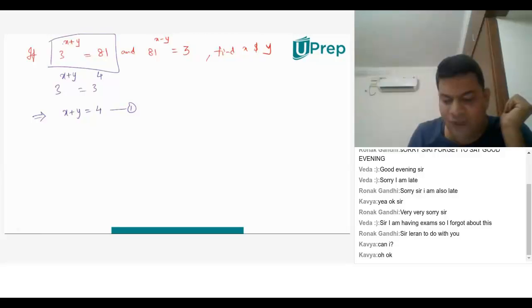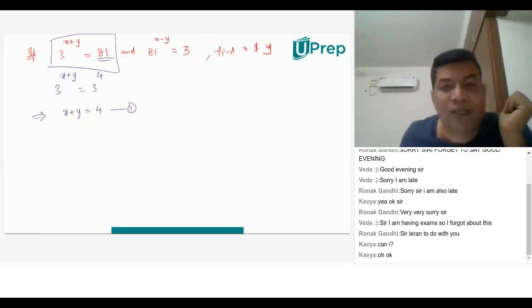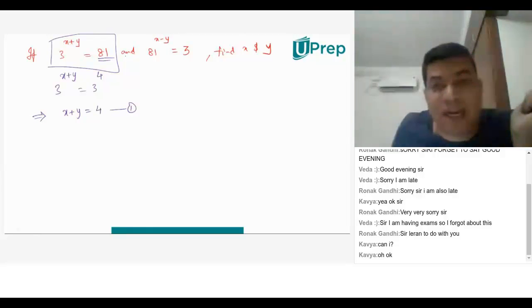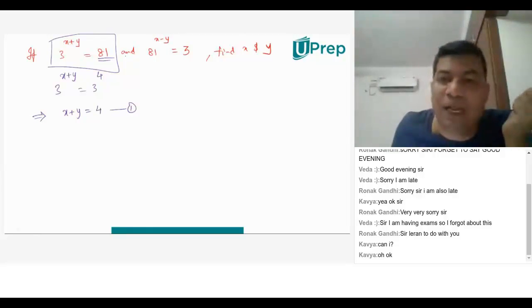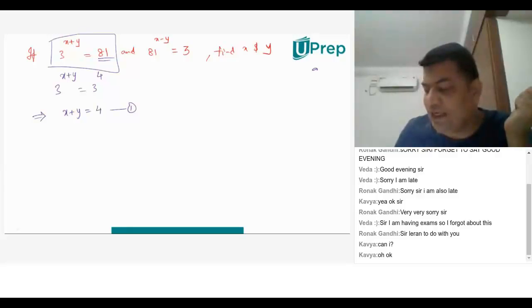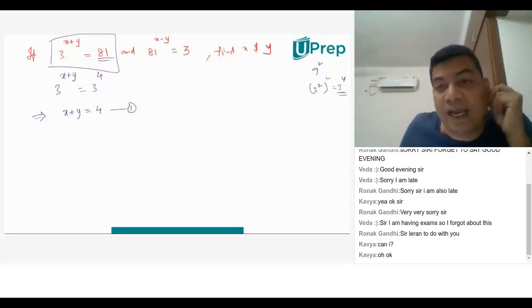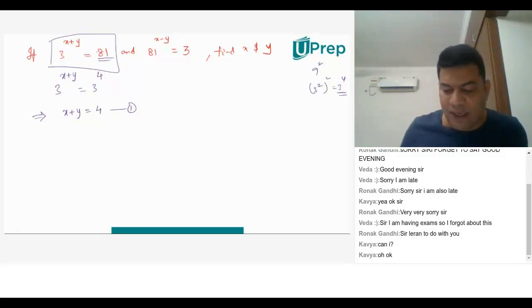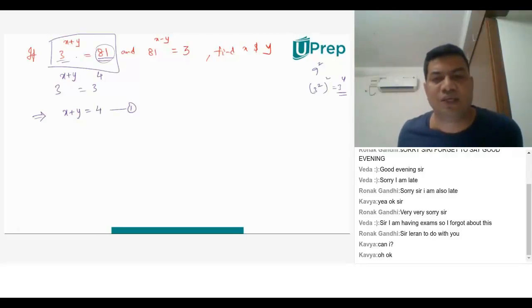The moment I see 3 power x plus y is equal to 81, the only number that comes to my mind is 81 is 3 to the power of 4. So how does that come to your mind, sir? Very simple. 81 is 9 square, and 9 can be written as 3 square, so 3 square whole square is 3 to the power of 4. And even if you do 3 into 3 is 9, 9 3s are 27, 27. In any case, the moment I see 81, the number that comes to my mind in the context of this problem is 3 to the power of 4. Therefore, x plus y is equal to 4.